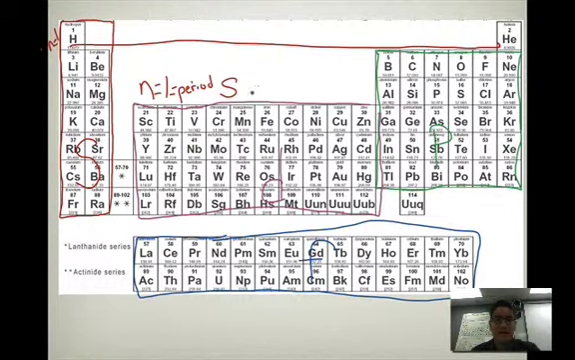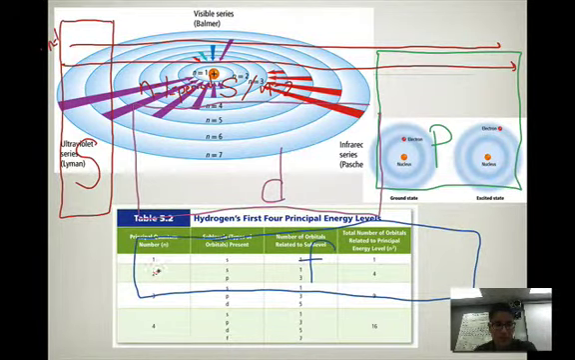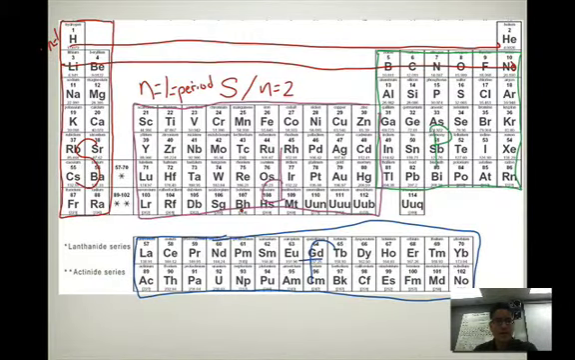And n equals 2 is principal energy level number 2, which takes up all the elements on period number 2. And if you remember, back on our previous page, principal energy level number 2 has an s orbital and a p orbital. So we can see here that energy level number 2 has an s orbital, and then once that orbital is full, it now jumps over to the p orbital, right?